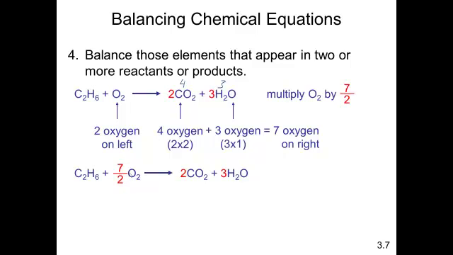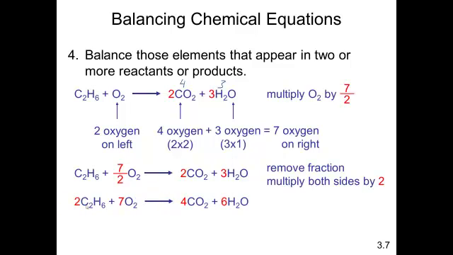But because we want whole numbers, we're going to have to multiply and get rid of this 2. So what are we going to do? We need to double everything. So we remove our fraction by multiplying both sides by 2, and we really end up with 2 moles of ethane plus 7 moles of oxygen yield 4 moles of carbon dioxide and 6 moles of water.